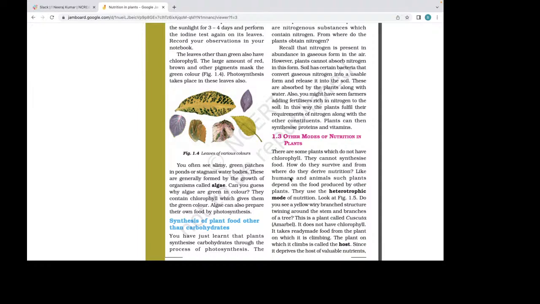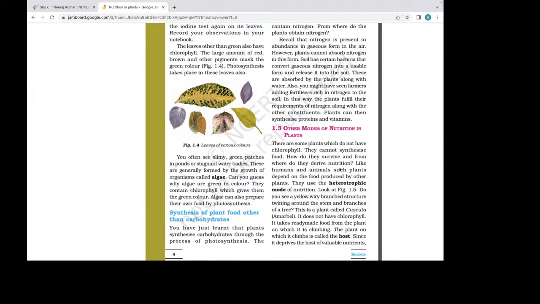How do they survive, and from where do they derive nutrition? Okay, that is interesting. Like humans and animals, such plants depend on the food produced by other plants. They use the heterotrophic mode of nutrition. Okay, that is really interesting, isn't it? So there are some plants जिनके पास chlorophyll नहीं होता है. Like us, they also depend on the other plants to get their nutrition.